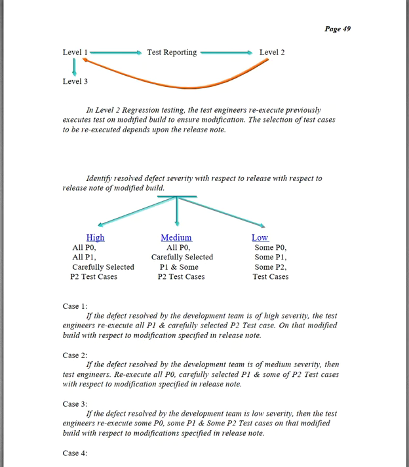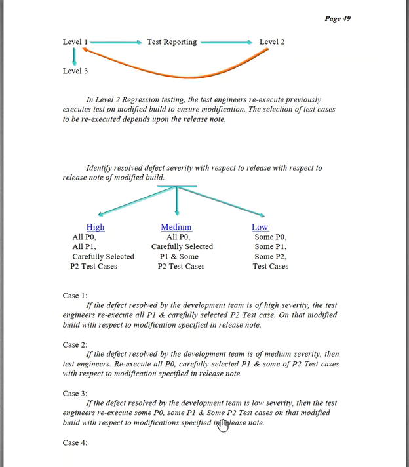Here some scenarios are given with high, medium, and low priority defects. If the defects resolved by the development team are of high severity, the test engineer re-executes all P1s and carefully selected P2s. So based on severity and priority, it is for the tester to decide which test cases need to be re-executed.